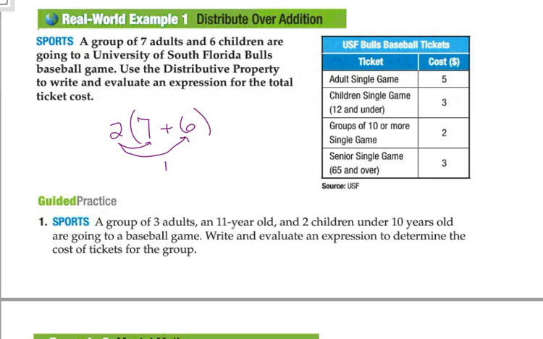So it's going to cost $14 for the adults to go. It's going to cost $12 for the children to go, which means it's going to be a grand total of $26 for them to go to this baseball game. The question is, well, couldn't I just multiply that 7 and 6 together real quick and say 13 times 2 is 26? Sure, that would be fine. But understanding that distributive means we're distributing that 2 through the parentheses. Go ahead and try guided practice 1.